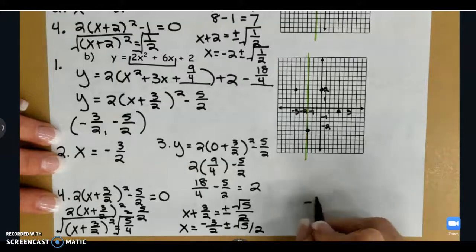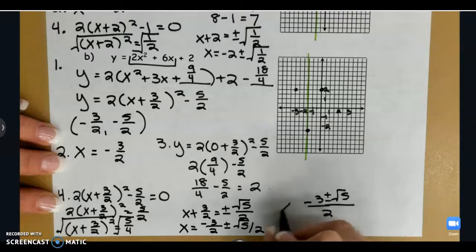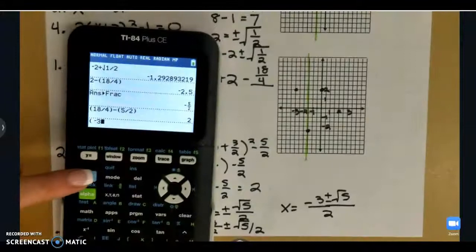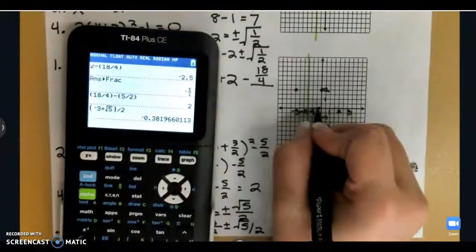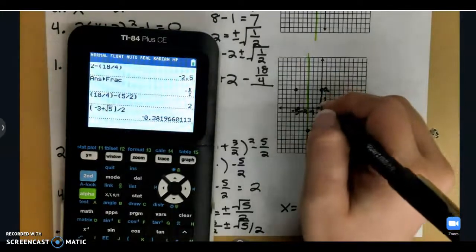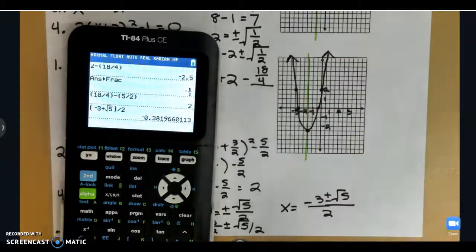And we can actually rewrite this as one fraction if you'd like, since they have a common denominator. So again, I can just type one of these into the calculator. And then we can use our axis of symmetry to find the other one. So negative 3 plus the square root of 5 divided by 2. That's about negative 0.4. So about there. And then I'm going to use my axis of symmetry to plot the other one. And then I can connect the dots. And there is my second parabola.